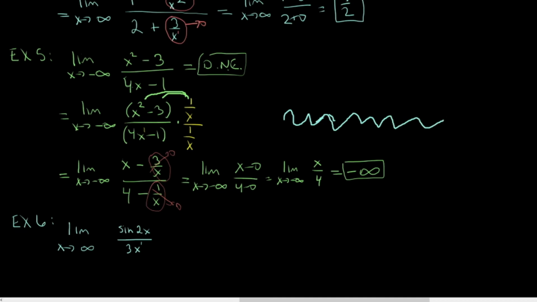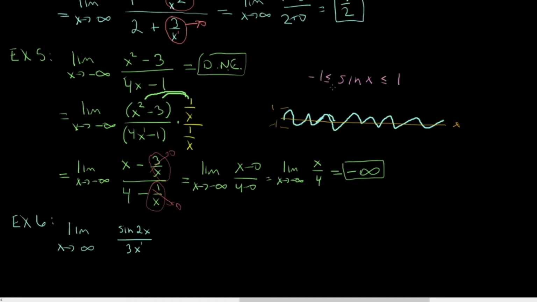Sine of 2x may not be a constant. However, if I drew a better graph, I can do this a little better. Here's the x-axis, here's the y-axis. Basically, the sine graph is bounded. It's between 1 and negative 1. You may not remember that the range of the sine function is less than or equal to positive 1, and bigger than or equal to negative 1.